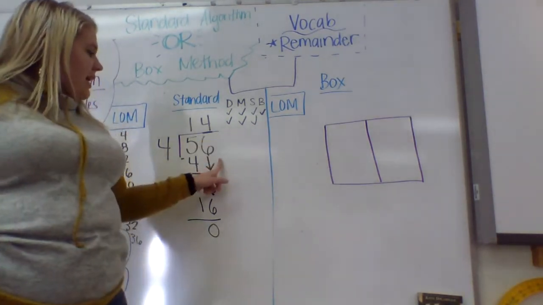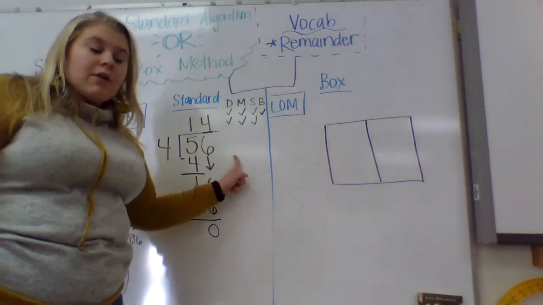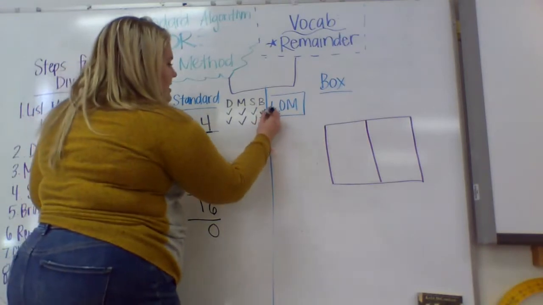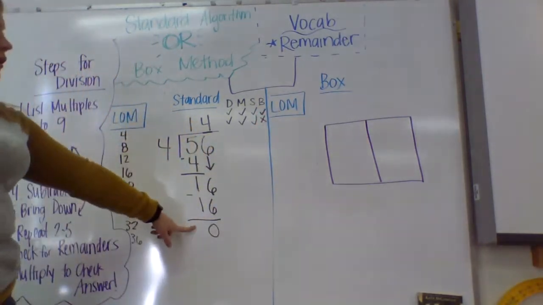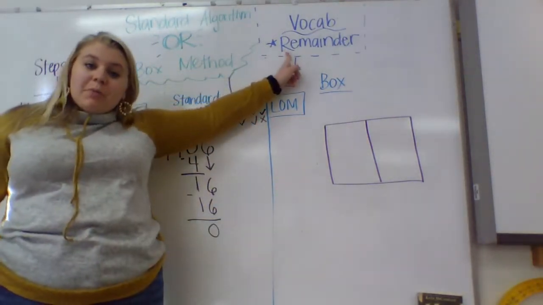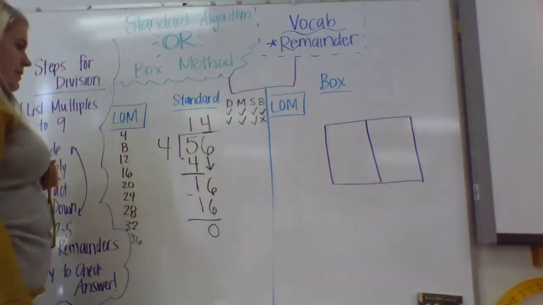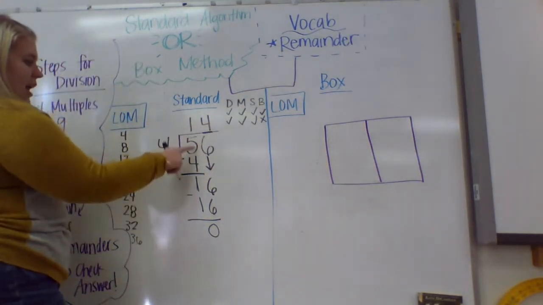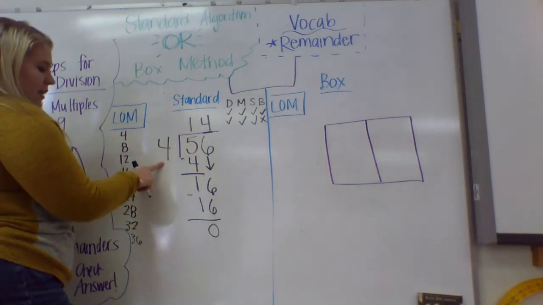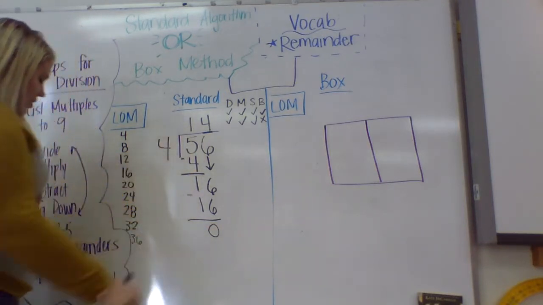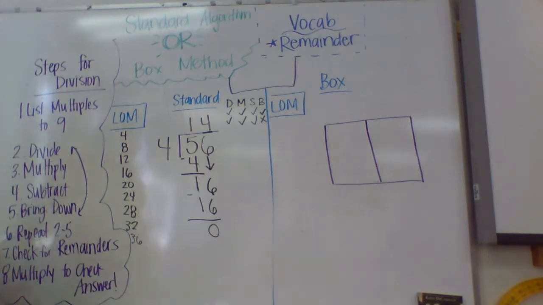Now for bring down, I have nothing left to bring down. So I put an X there. I look for a remainder. This problem doesn't have a remainder. We're going to do a problem that does, and we'll explain that. So I know 56 divided by 4 is 14 because my remainder is 0. So my step 7 says check for remainders. I've done that. Step 8 says multiply to check my answer.